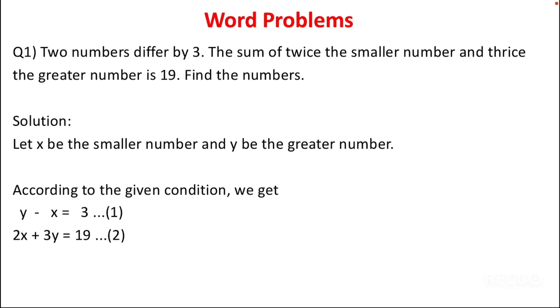Here you can see that in equation 1 the coefficient of x is 1, and over here the coefficient of x is 2. So we will multiply equation 1 by 2. Multiplying equation 1 by 2, we get 2y minus 2x equals 6, and our second equation was 2x plus 3y equals 19. So we have minus 2x and plus 2x, so we will add the two equations. We get 2x plus 3y is 19 and minus 2x plus 2y equals 6. So 2x gets cancelled, and we have 5y equals 25, since 19 plus 6 is 25, so y equals 5.